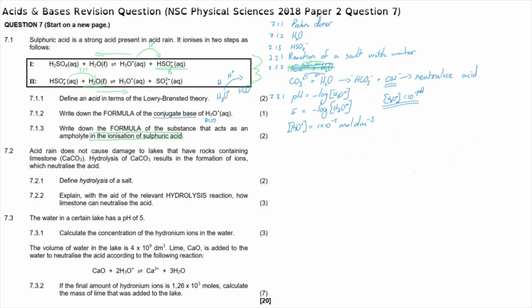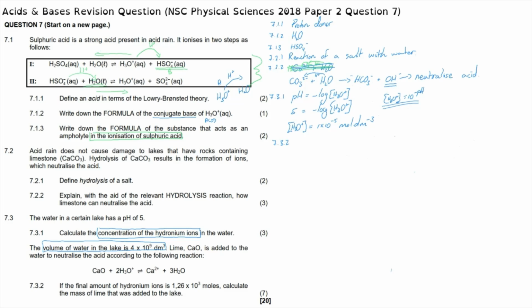And so what we have here is we have already calculated the concentration of the hydronium ions in this water in the lake. We have then been told what the volume of water in the lake is, which allows us to immediately say, well, if we know the concentration and the volume of water in this lake, we can then calculate the initial number of moles of hydronium in this lake.